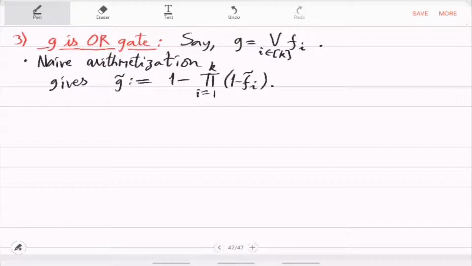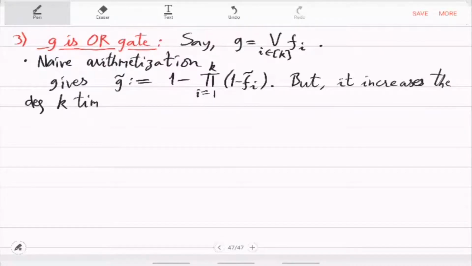So this is not introducing any error, it's a correct approximator, but the problem is its degree has multiplied k times. Okay, we don't want degree to grow so fast. So we have to somehow reduce this k, but we don't control k. K will depend on the size of the Boolean circuit, right? There may be many inputs to OR. So we have to do something else. It increases the degree k times, which is too much.